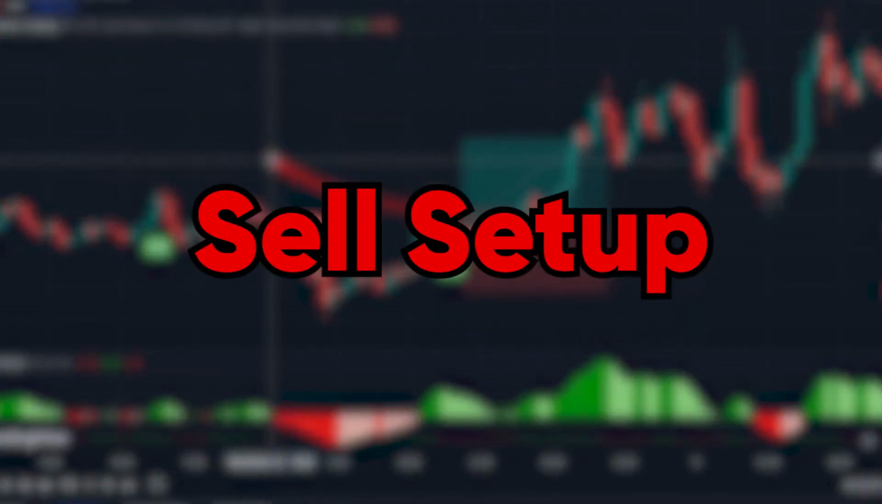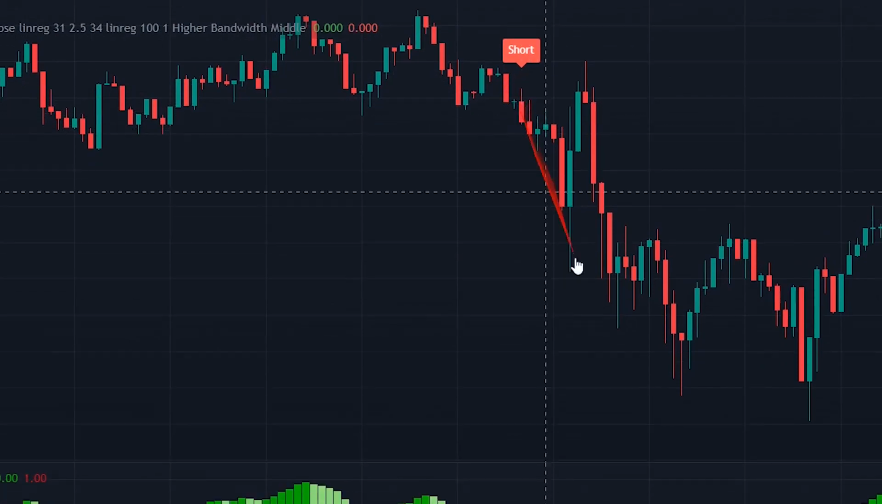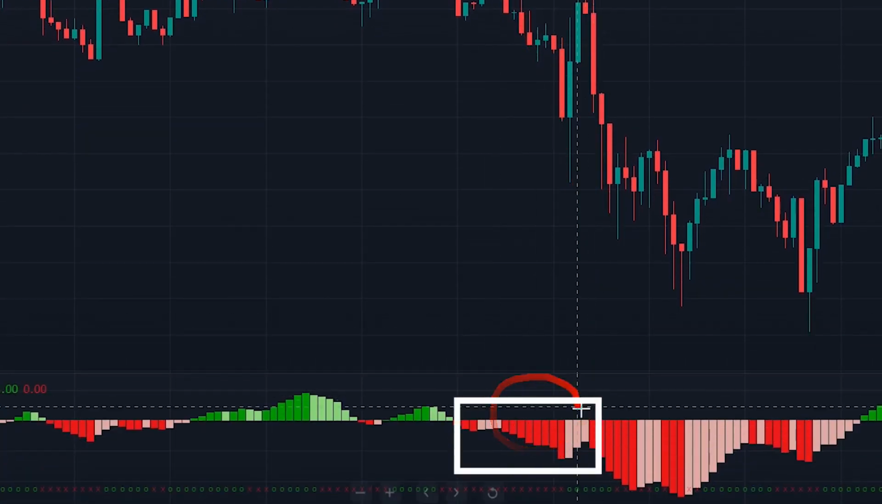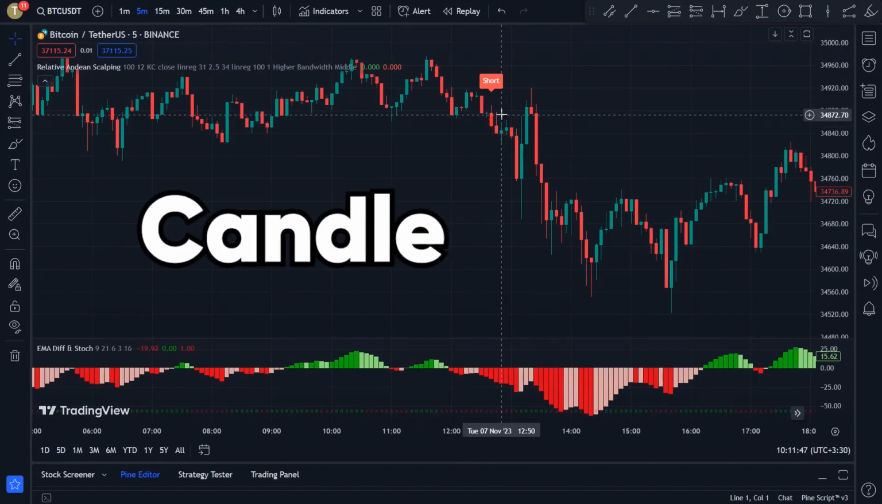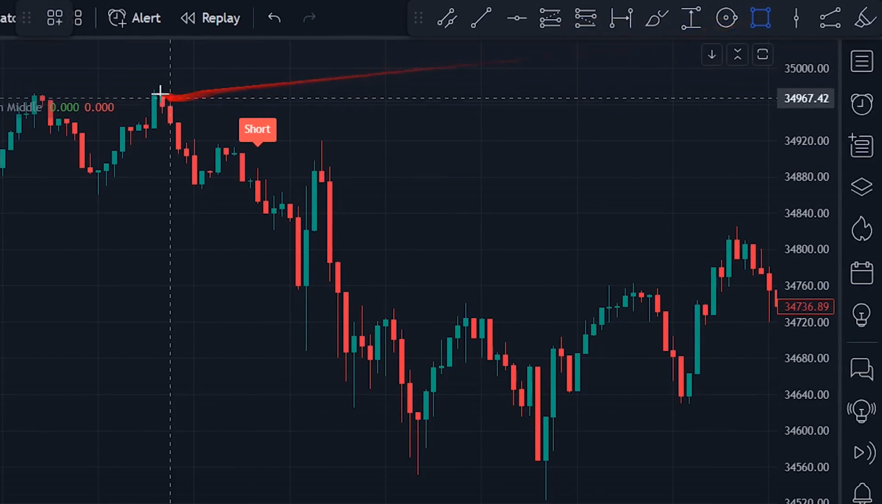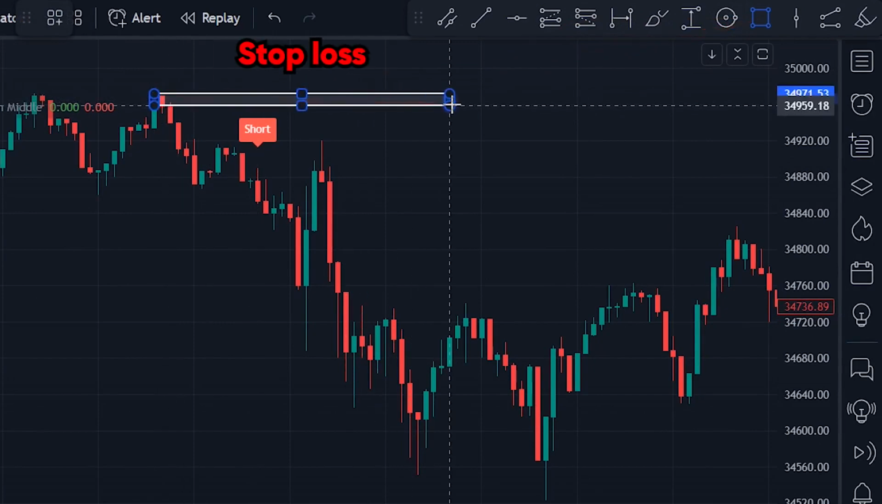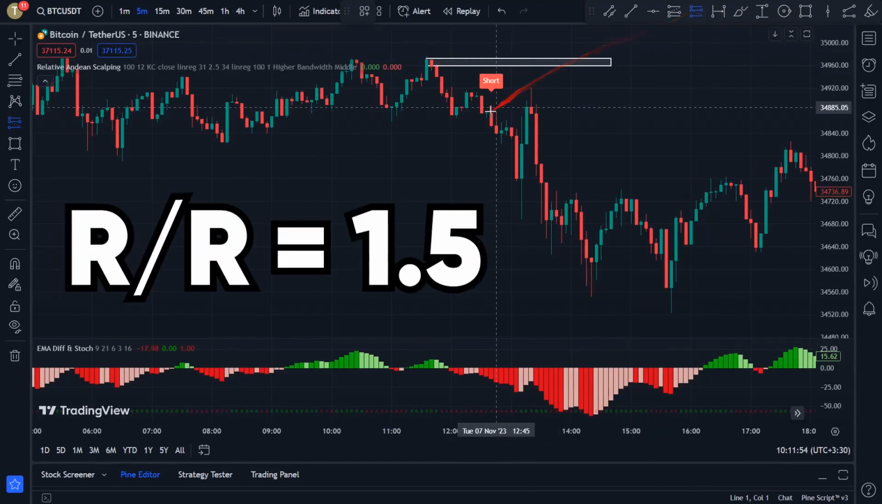Sell setup. When the Relative Indian indicator gives us a sell signal and the stochastic indicator has red columns and the market forms a bearish candle, we can place a sell order. Here we should set our stop loss at the previous high of the market, and risk to reward ratio will be 1 to 1.5.